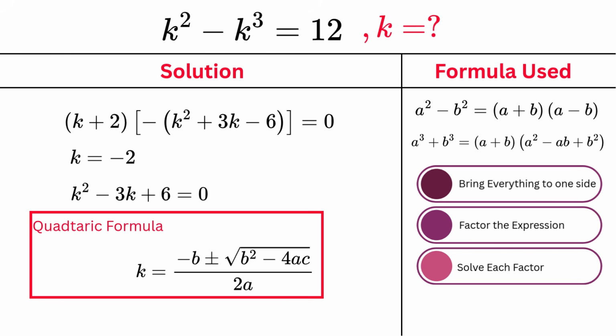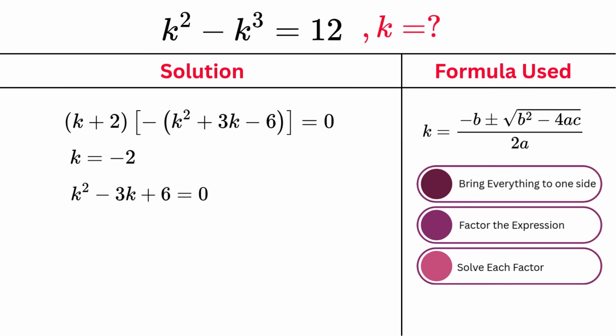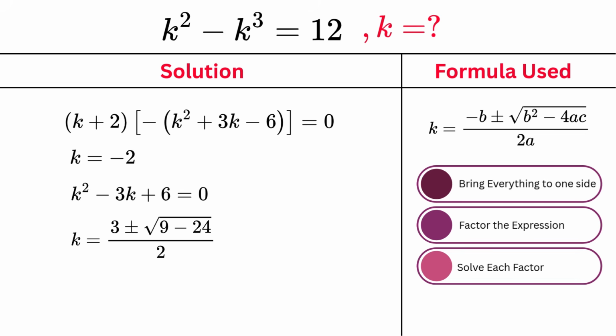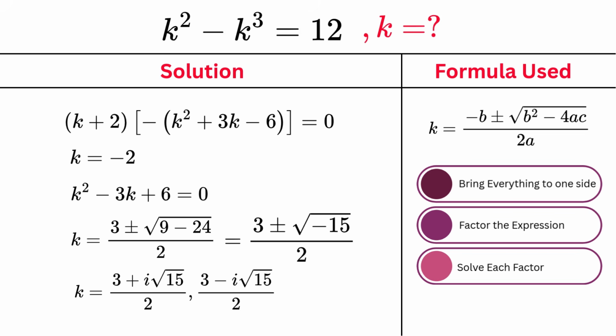Using the quadratic formula, k equals negative b plus or minus square root of b squared minus 4ac over 2a, we get k equals 3 plus or minus square root of 9 minus 24 over 2, which is k equals 3 plus or minus square root of negative 15 over 2, and square root of negative 15 is square root of 15 times i. So the two complex solutions are 3 plus square root of 15 i all over 2 and 3 minus square root of 15 i all over 2.